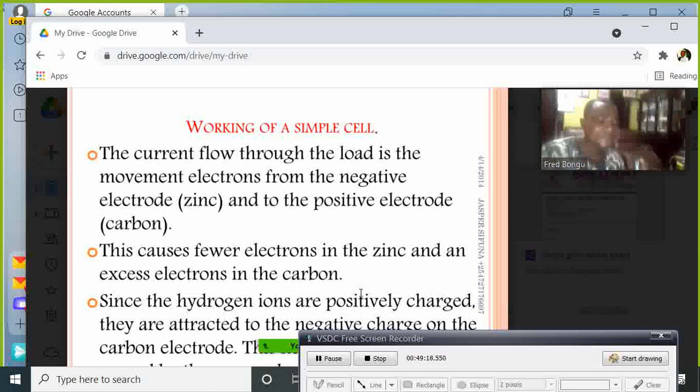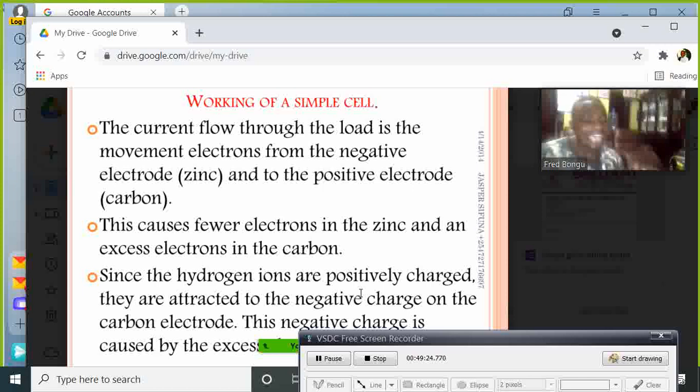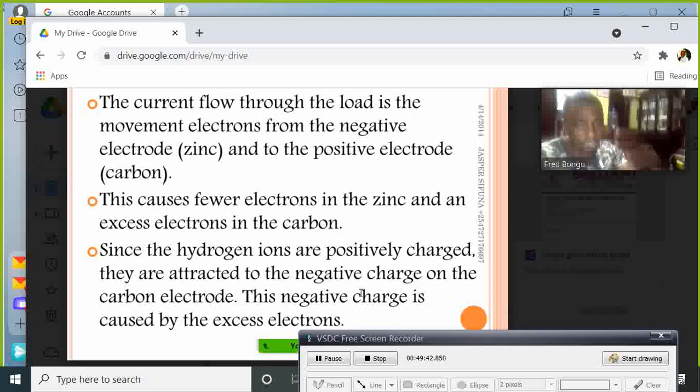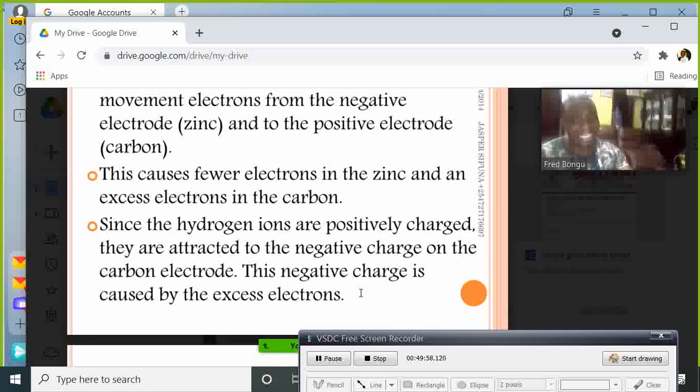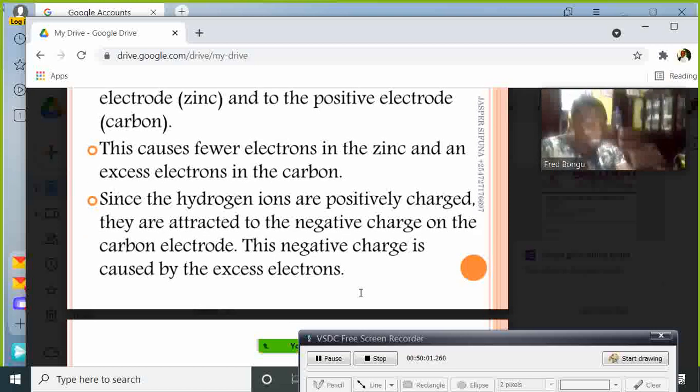And remember, inside the cell, we have hydrogen ions, which are positively charged. These hydrogen ions are attracted to the negative charge that has come from the zinc. So the hydrogen ions, which are positively charged and present at the carbon, are attracted to the negative electrons which have come from the zinc plate. Then there is an attraction. Now, the negative charge is caused by the excess electrons, of course.